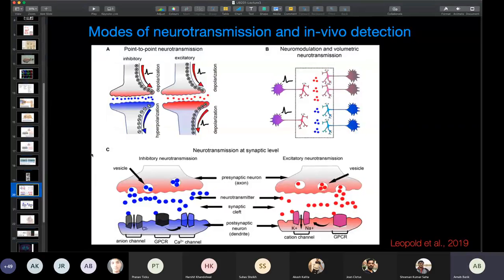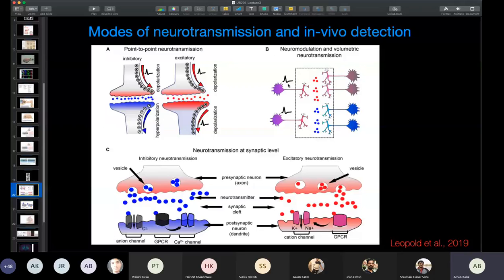And how do we study that? This is a summary of what happens in real life. You have excitatory or inhibitory neurotransmission, where one neuron is silencing the other, or one neuron is activating the other. It's called hyperpolarization when it's inhibiting, and depolarization when it's activating.